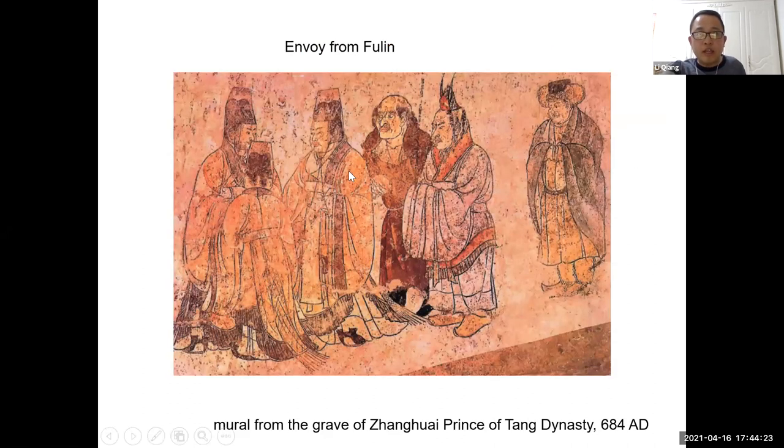And here is a mural painting from the grave of Zhang Huai, prince of the Tang Dynasty. In his grave, there is a mural that paints the different envoys from the regions around China who came to China to pay tribute. And this one, in the middle, was believed to be the Fulin envoy. But if you look at his image, you could see that this could not be Roman, maybe a guy from Central Asia. And also it cannot be like the Roman people who are from such a terror state.